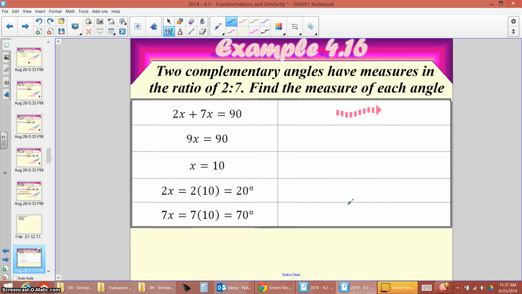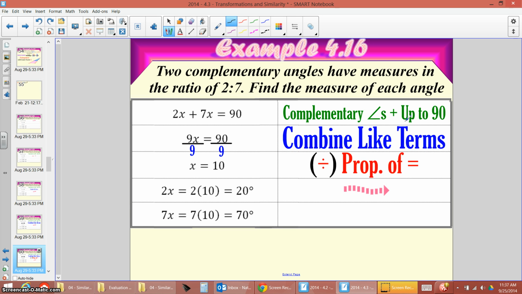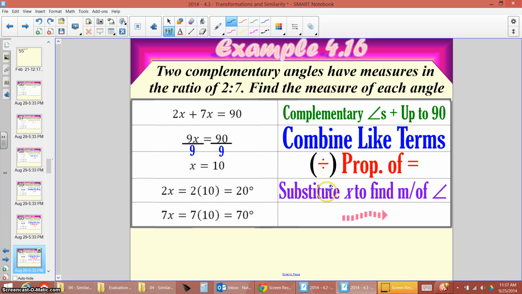Two complementary angles have measures in the ratio 2 to 7. So remember how we talked about the angles aren't 2 degrees and 7 degrees. They're 2x degrees and 7x degrees. We've got to find out what x is to be able to find out how big the angles actually are. Since they're complementary, we know they add up to 90 degrees, so I combine like terms, I divide by 9, and then I plug them back in to find out what the actual values of the angles are. 20 degrees and 70 degrees are in a ratio of 2 to 7, and 20 plus 70 makes 90.